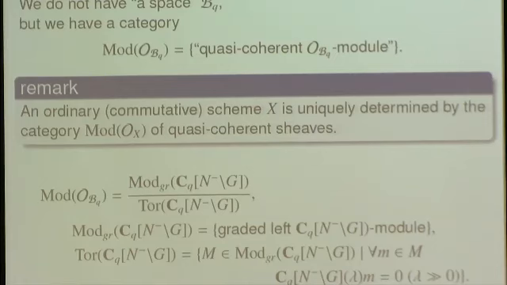Also, in the ordinary commutative setting, the graded modules do not correspond bijectively to quasi-coherent sheaves. Some graded modules correspond to 0 as a quasi-coherent sheaf. So we need to consider some quotient of the category. And in this case, we consider something similar in the non-commutative setting also.